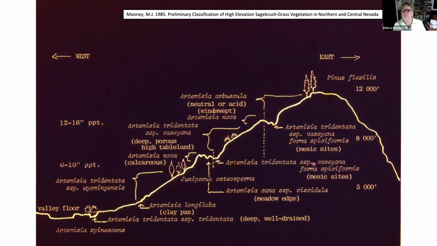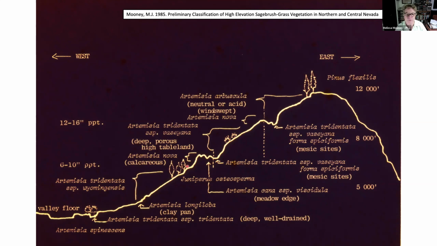Now, this is right out of my thesis, and I apologize. This is the 30-year-old graphic from my thesis and the talk that I gave years ago. But this is a diagrammatic representation of where the species occur on the landscape. And you see that down here in the lower valley floor, next to stream sides, you find Artemisia tridentata subspecies tridentata, on deep, well-drained soils. They do not like standing water. And then as you move up the hillside, you get subspecies wyomingensis.